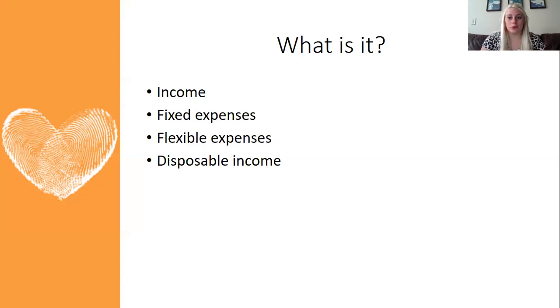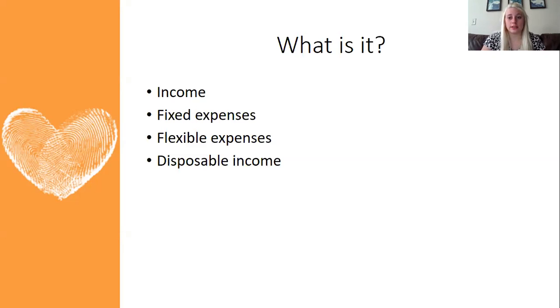Income includes things from a job, things from side jobs you may do if you have multiple jobs, even things like benefits that you collect. So if you're a SNAP recipient or HUD recipient or any kind of cash benefit, anything that comes in, that is considered income.